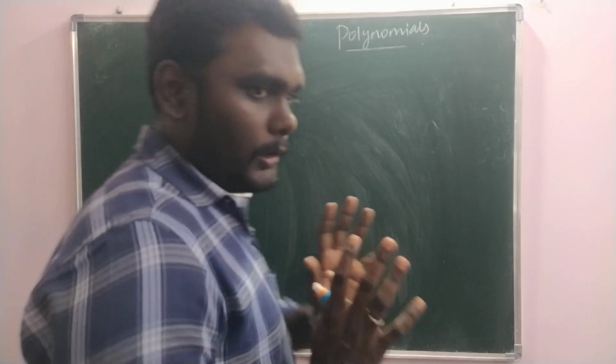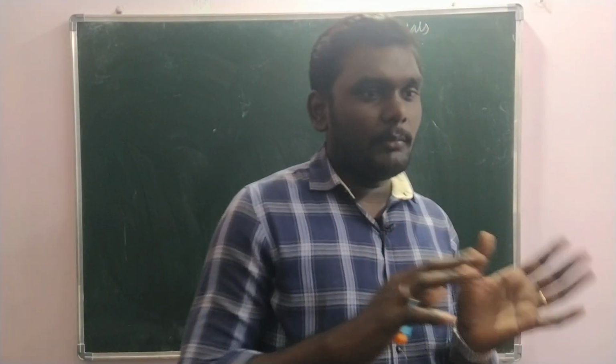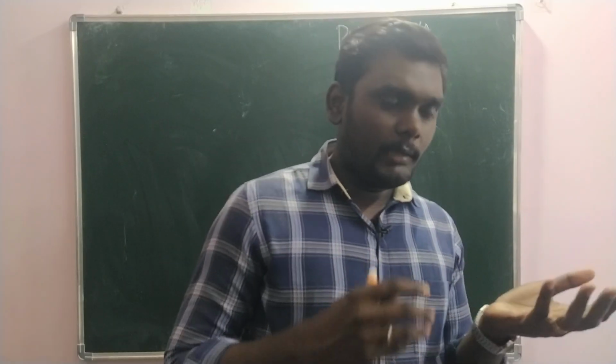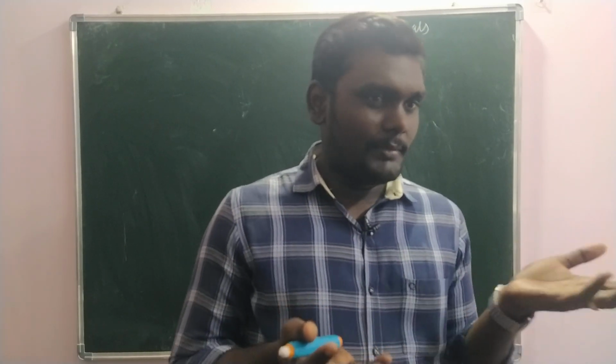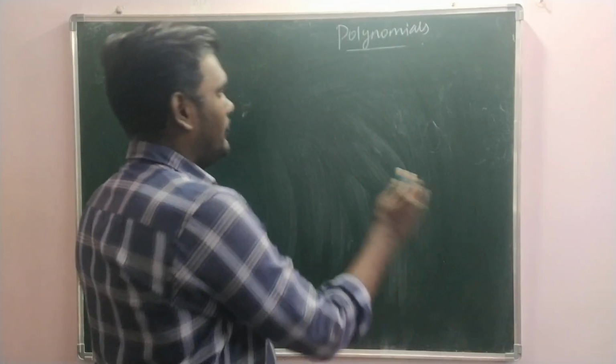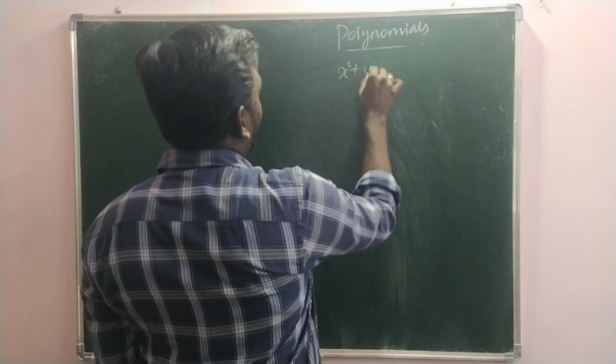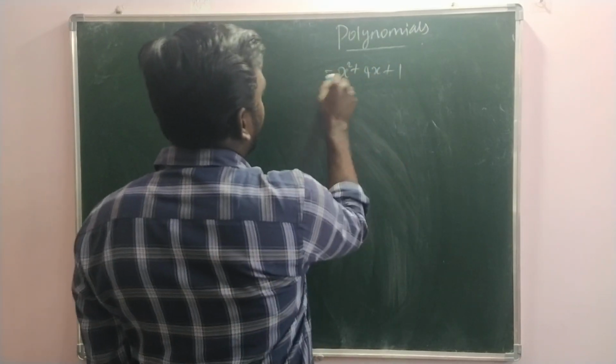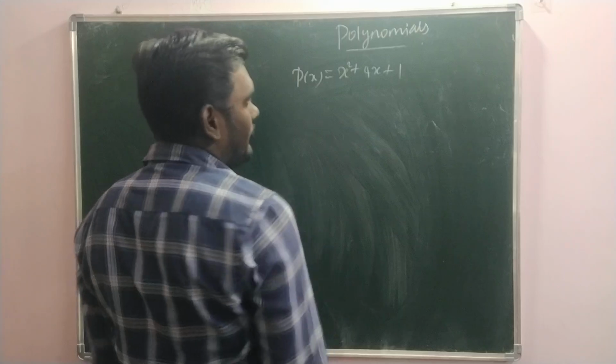See, polynomial means it's a combination of variables and constants. We have seen what is variable, what is constant. Variable means it differs person to person, constant means same for everyone. So as a combination, we can put all this together. For example, we can write x square plus 4x plus 1. We name it as p of x.